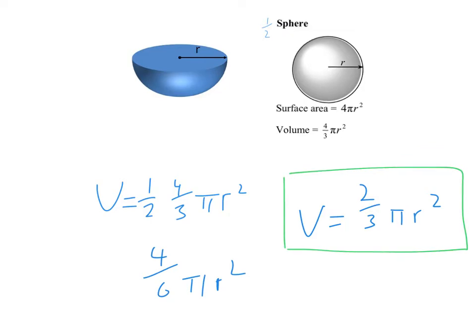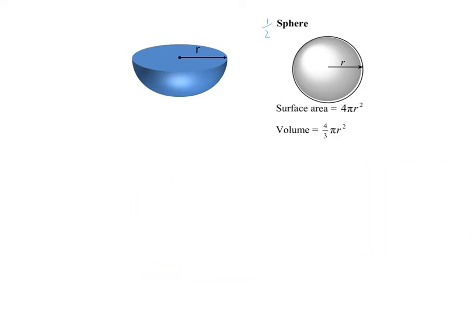Now when you're doing a question on a hemisphere, you can use the formula first of all and change it so you get a half, or you can find the volume of a sphere and then just half it at the end. So it's up to you which of those you feel more comfortable using as your method in the actual Leaving Cert. We'll have a look now at the formula for our surface area.